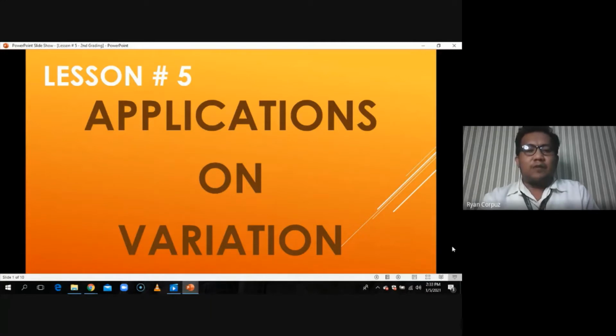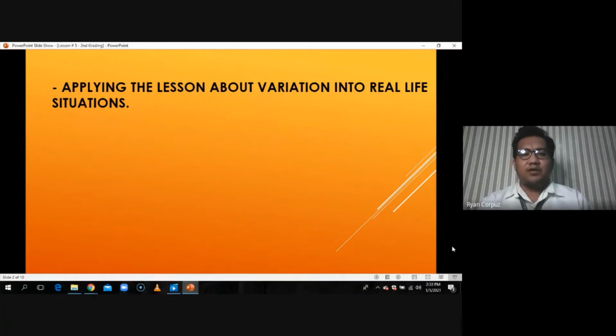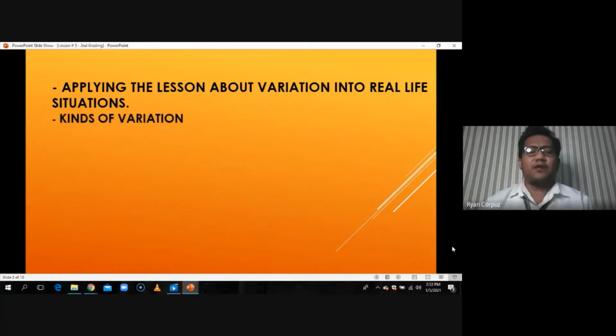To start with, as I was saying, the discussion in applications on variations is about applying the lesson about variation into real life situations, just like what I mentioned to you earlier. One thing that will help us in order to answer problems which involve variation is to recall the different kinds of variation that we have discussed. So what are those different kinds of variation?